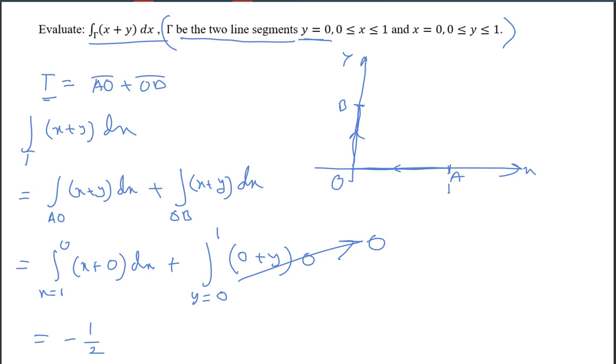If the problem says first the line segment from A to O, then O to B, then you can write this. For this particular type of problem, you will have the value either minus 1 by 2 or 1. There is no need to take both values, just take any one. Okay, sir. But don't take O to B and O to A, that won't be continuous.